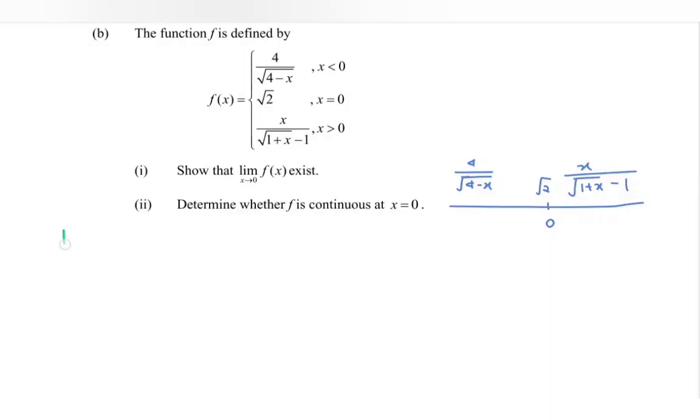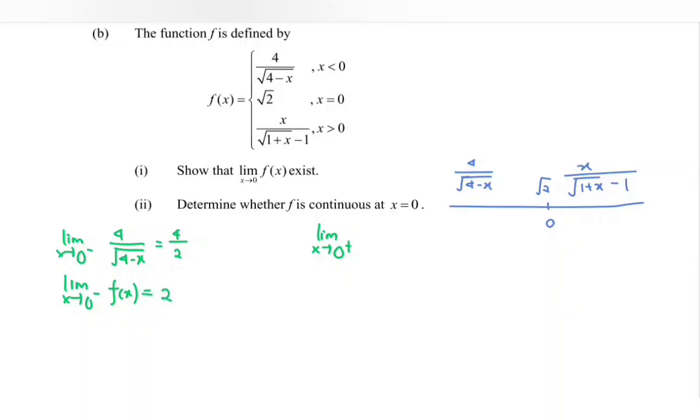Show that the limit when x approaches 0 from the left equals the limit when x approaches 0 from the right. So kindly focus on the left hand side. So we have 4 over the square root of 4 minus x. If we substitute 0, then automatically we will have 4 over the square root of 4, which gives 2. So the limit when x approaches 0 from the left for the function f(x), the value of y approaches 2.